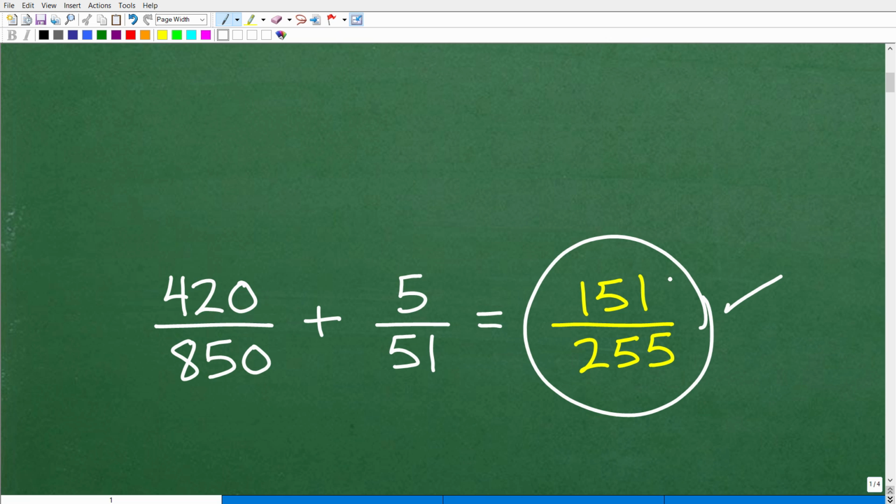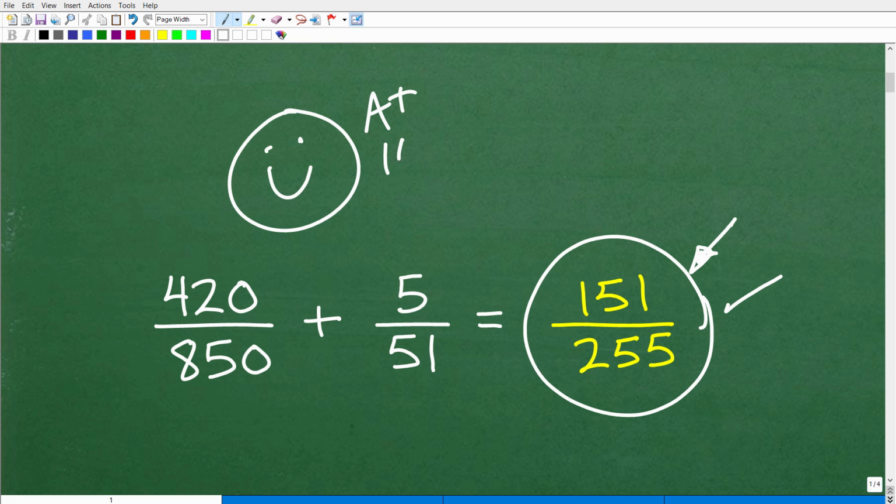Now, if you didn't get this correct, you might have gotten a fraction that, if you reduced it down or simplified, could be the right answer. But of course, you're going to have to evaluate that yourself. But this is the correct final answer. And if you got that right, let me give you a nice little happy face, an A plus, a 100%, and a few stars so you can have an extra special day. Nice job.